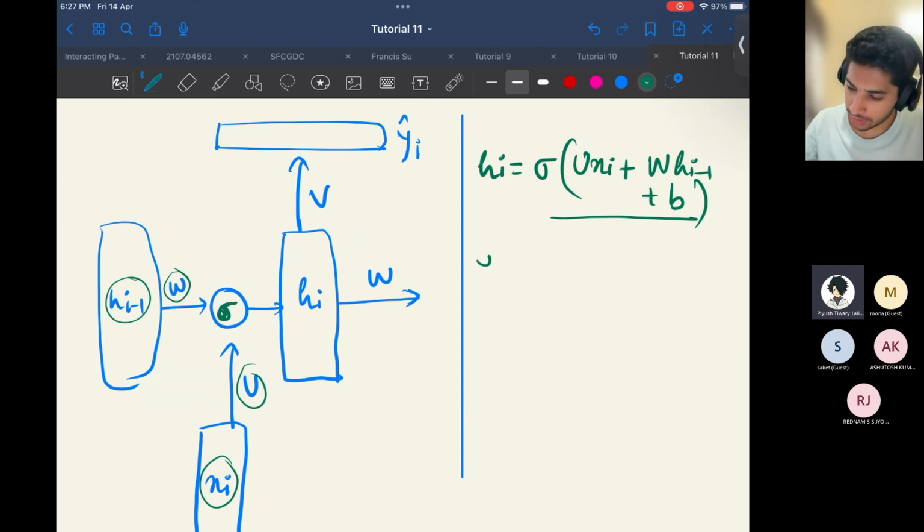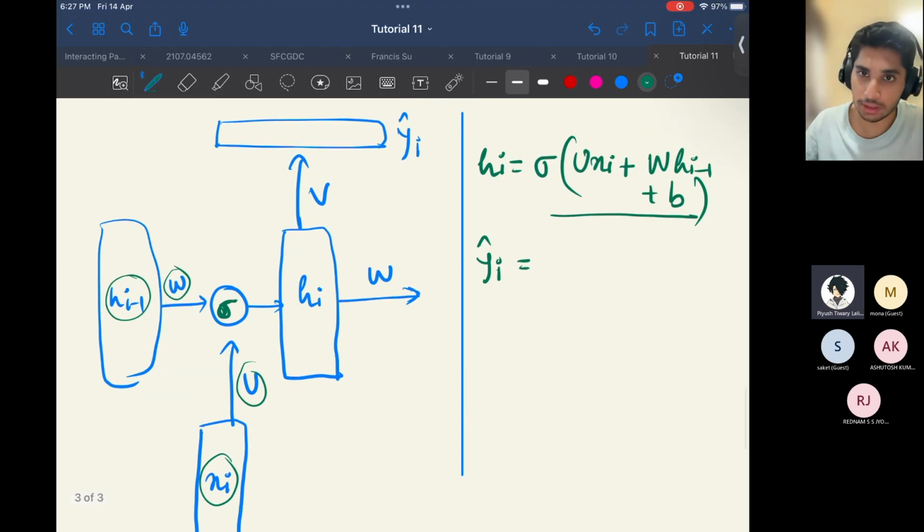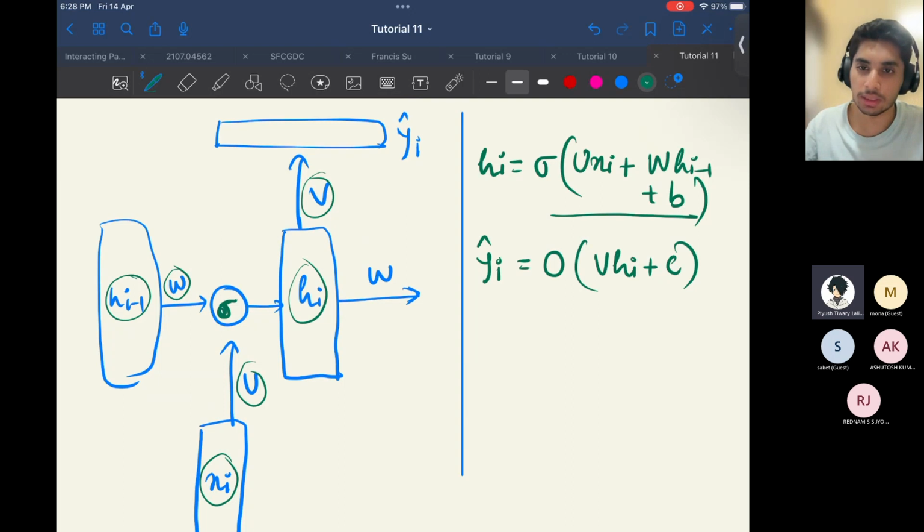And how is yi hat computed? Well, yi hat is computed in a similar fashion: you apply some activation function, let's say O, to v times hi. So hi is multiplied by v, plus some bias term c. This is how you will calculate it.